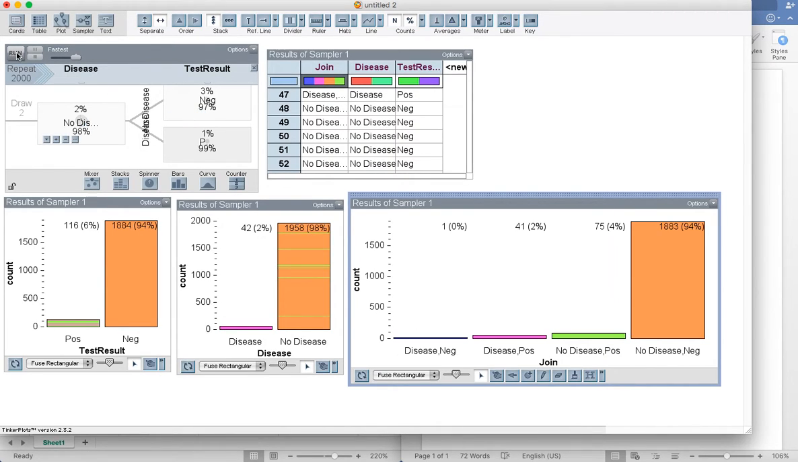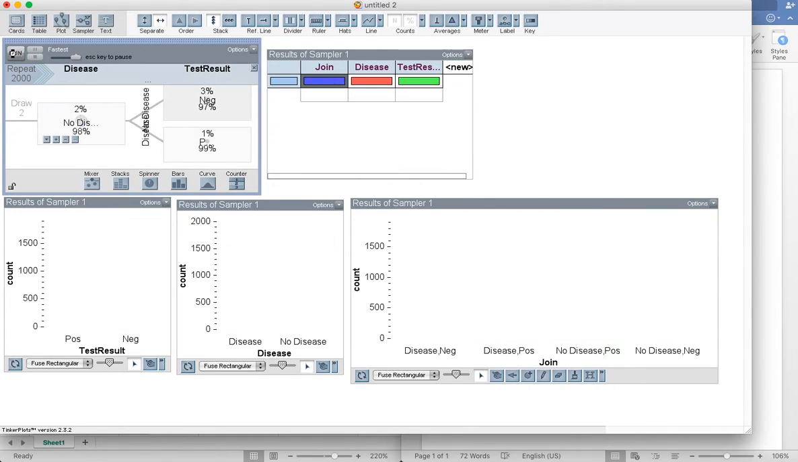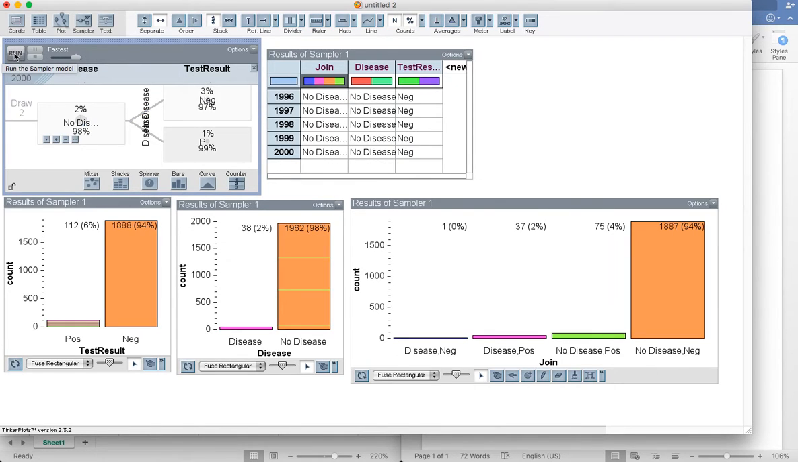Now we can run this again. So we run 2,000 more. Notice I didn't get any in this category that time. And we can run it over and over and over, and we'll get different results.